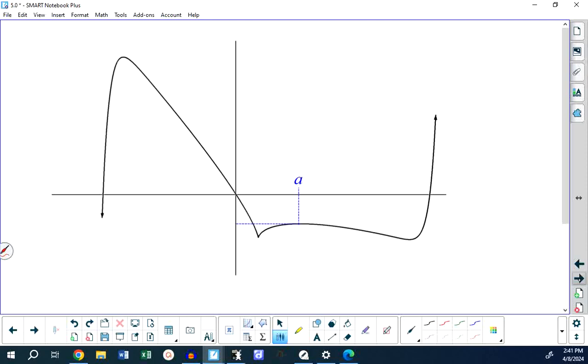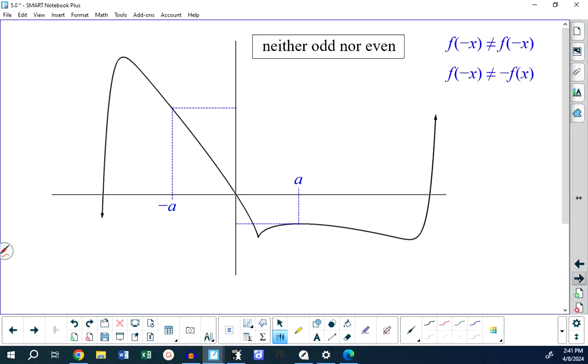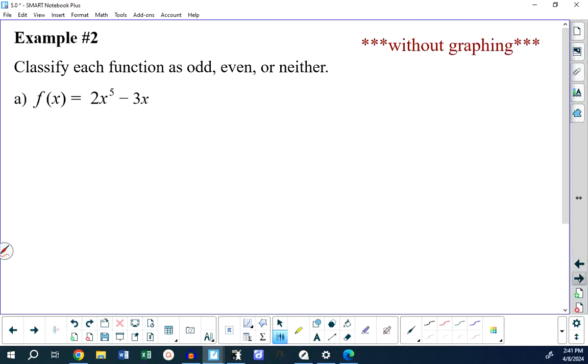Another example. No symmetry. Are you with me on that? So that's how we come up with these kinds of definitions. But the fact of the matter is, without graphing, we need to know whether the function is odd or even. So how do we do that?